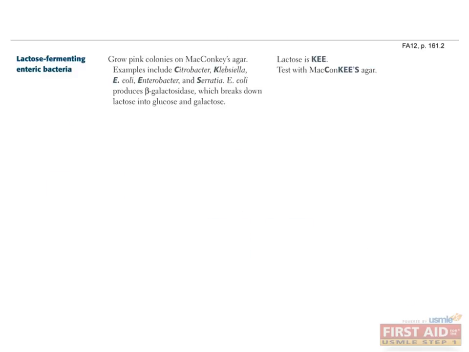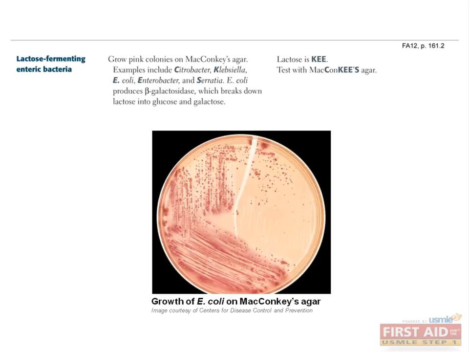MacConkey's agar will be helpful to you in distinguishing the different gram-negative rods. This medium tells you whether your organism is a lactose fermenter or not. Those that use lactose as a nutrient source will contain beta-galactosidase to break down lactose into glucose and galactose. I would focus on knowing that E. coli and Klebsiella are lactose fermenters, therefore appearing as pink colonies on MacConkey's agar. Lactose non-fermenters such as Pseudomonas and Salmonella will appear white on MacConkey's agar.